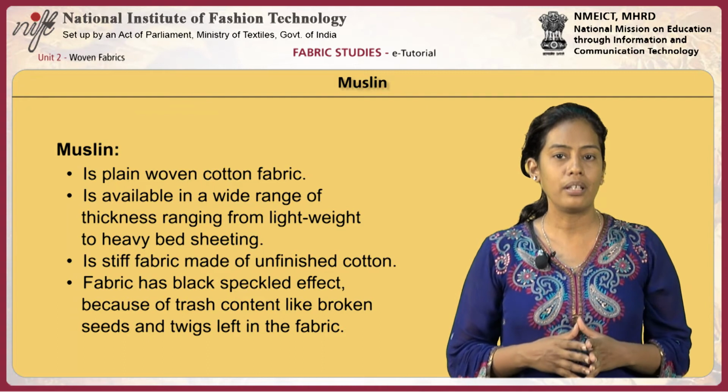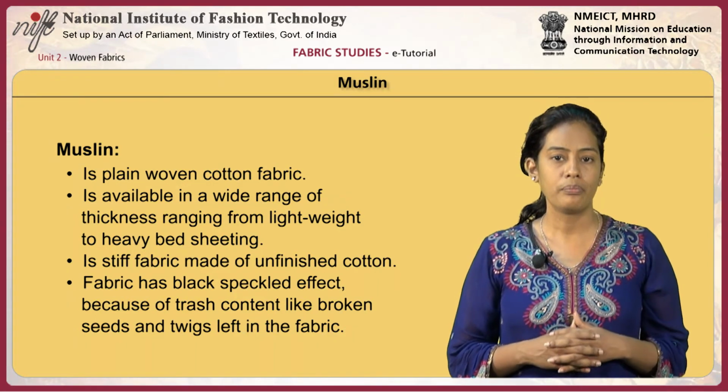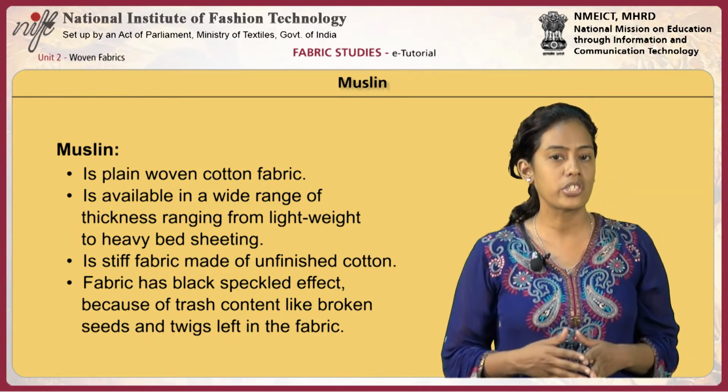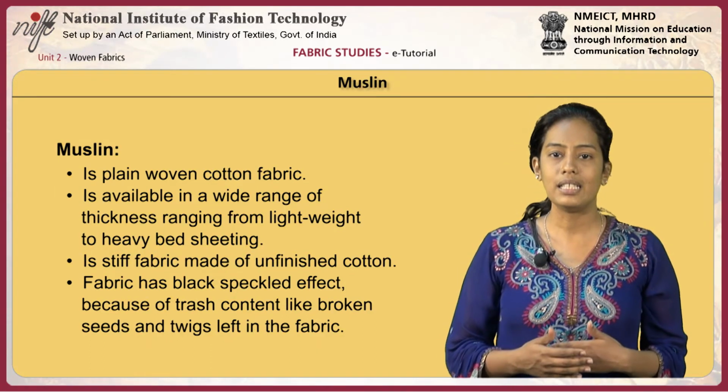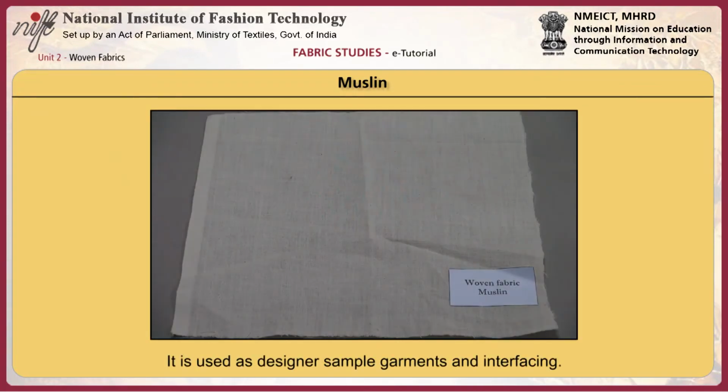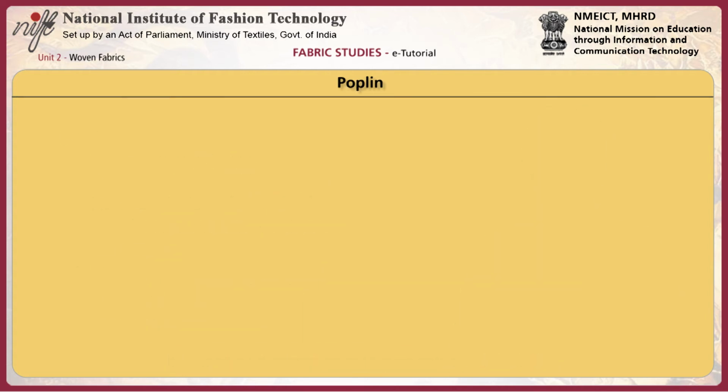It is stiff fabric made of unfinished cotton. The fabric has a black speckled effect because of trash content like broken seeds and twigs left in the fabric. Unfinished muslin is widely used as designer sample garments and interfacing. When muslin fabric is processed and free from starch and oil, the fabric is soft and is used for apparel like dresses and home furnishings like sheets and upholstery.